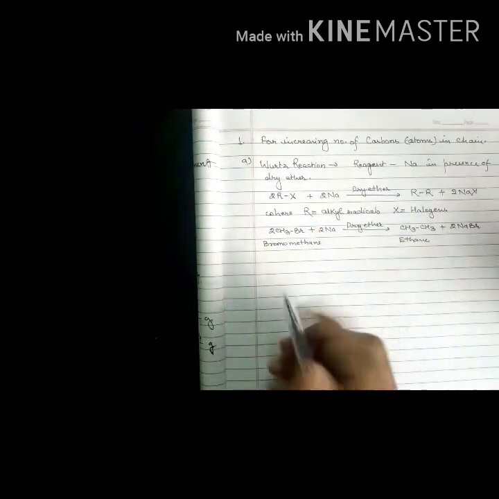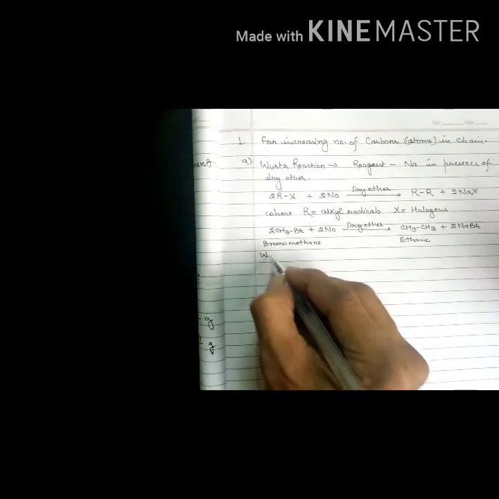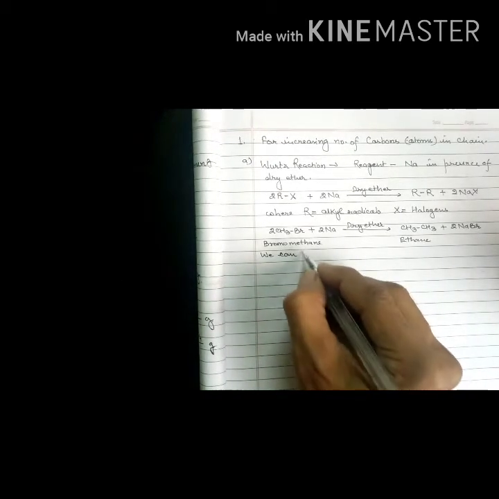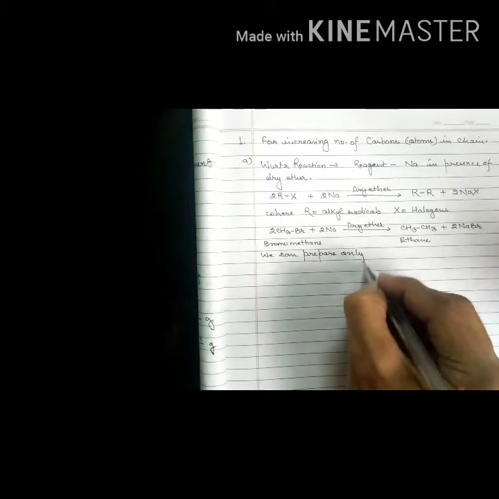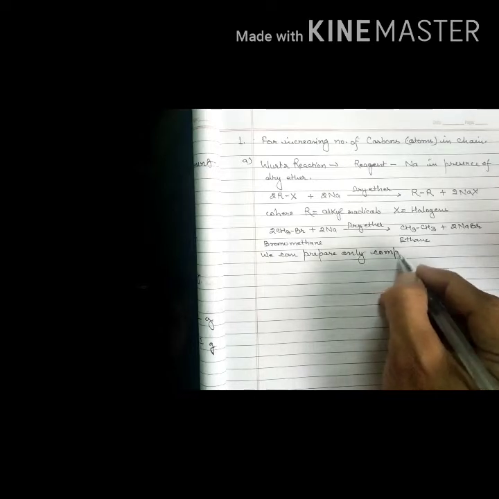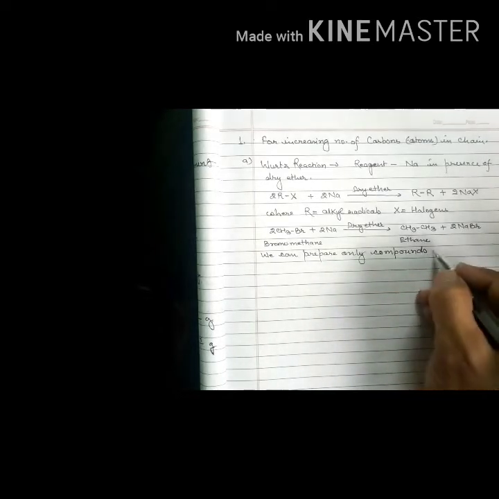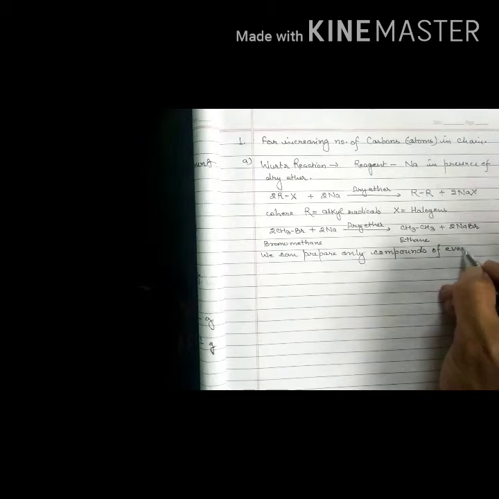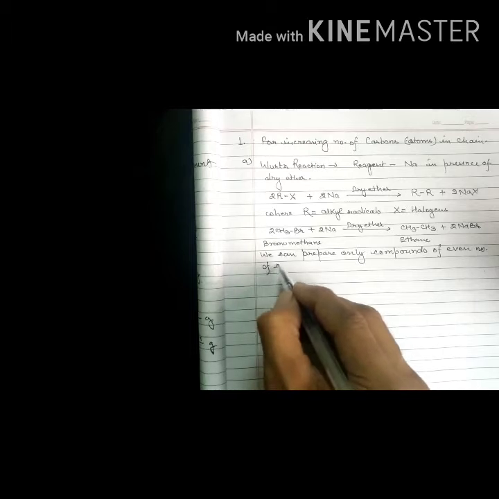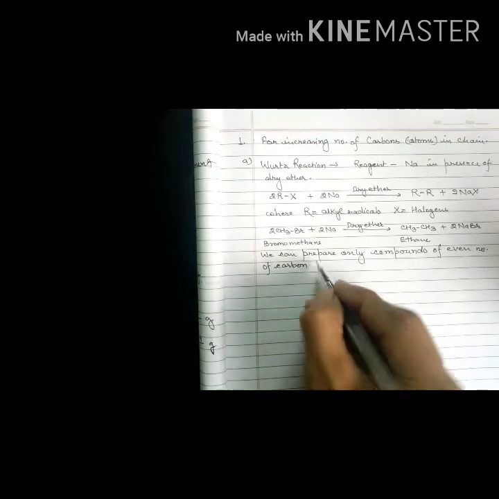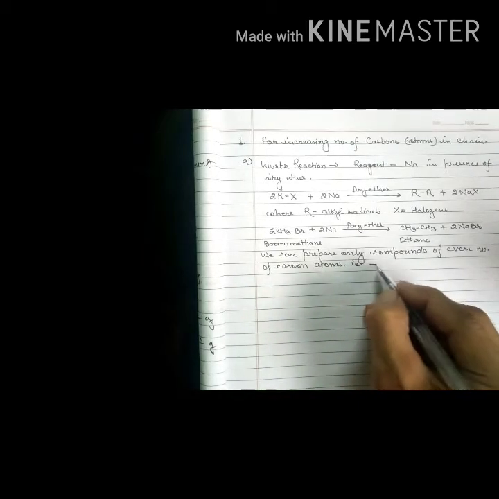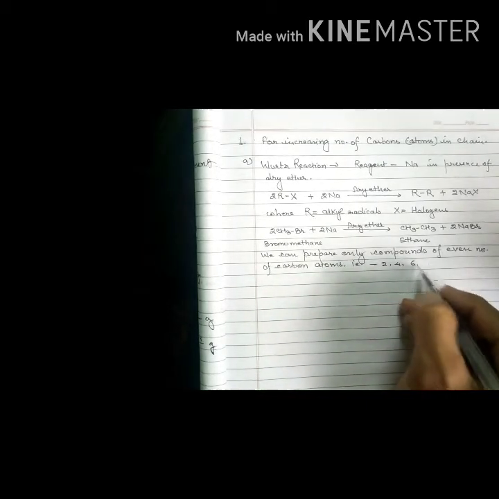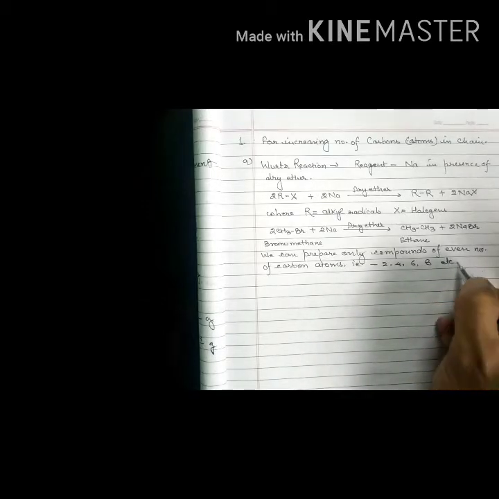What is the drawback of Wurtz's reaction? We can prepare only compounds of an even number of carbon atoms, that is 2, 4, 6, 8, etc.